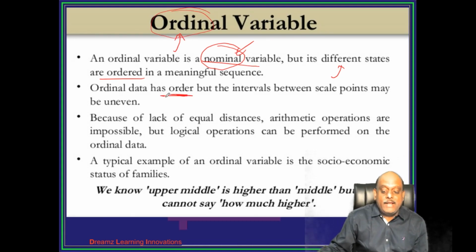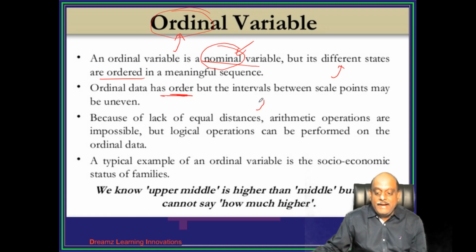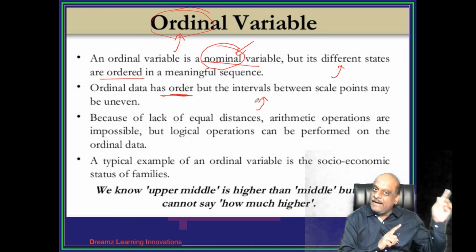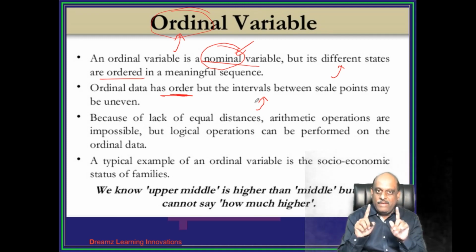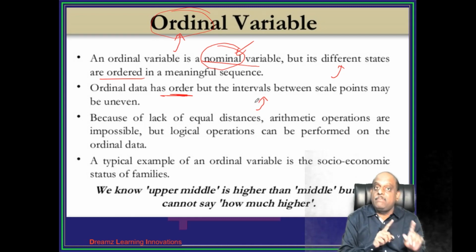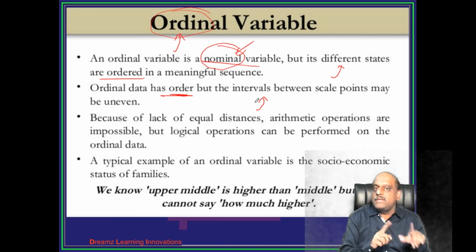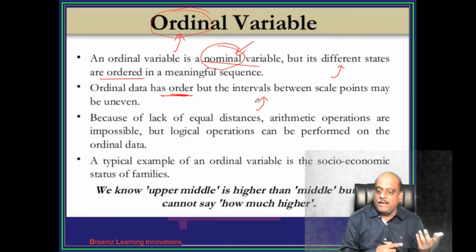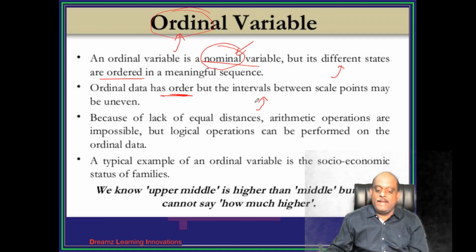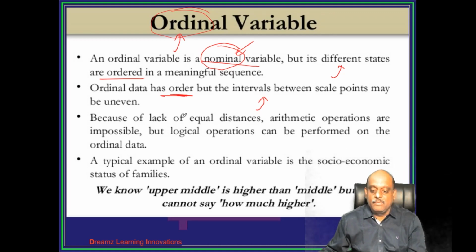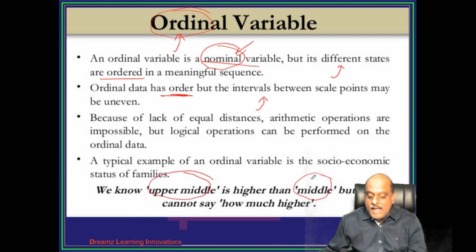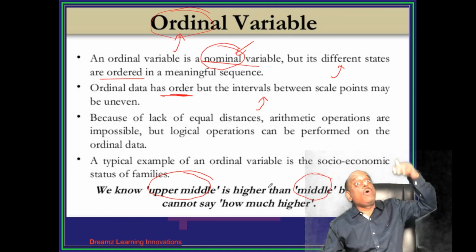Ordinal data has an order, but the intervals are uneven, unlike interval scale, where intervals are equal. Ordinal data intervals are unequal, but they can be ordered. Ordinal is nothing but a nominal variable where different states of a given category fall under ordinal variable. For example, upper middle class is higher than middle class, but we cannot say how much higher.